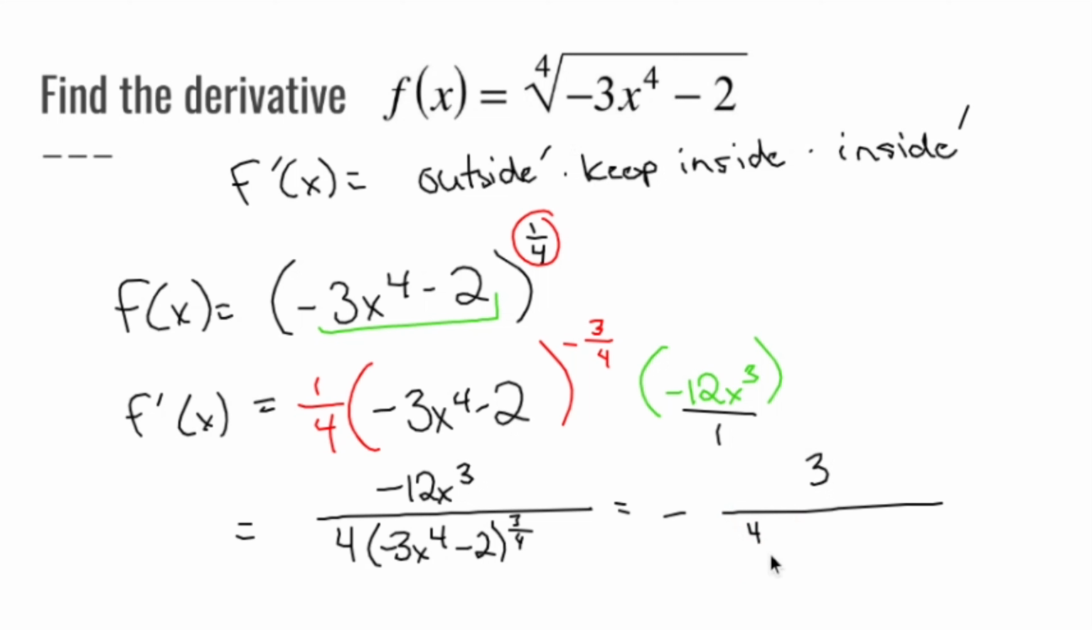So I'm going to say the fourth root of negative 3x to the fourth minus 2 cubed. Now, there's multiple ways that all of this could be written out. Multiple ways, but this is the way that I ended up with. So this is the way that I'm sticking with.